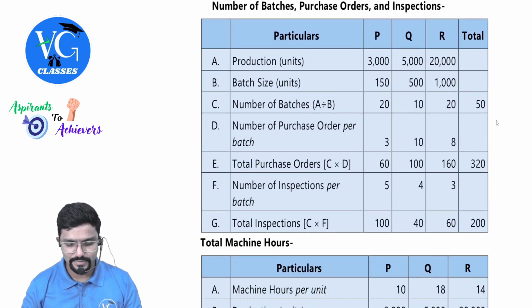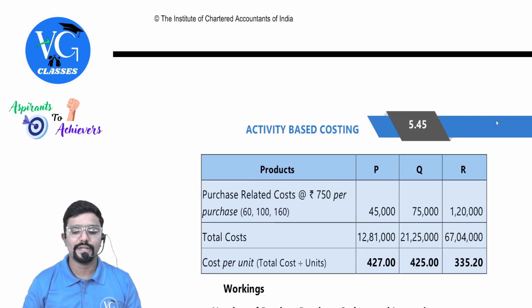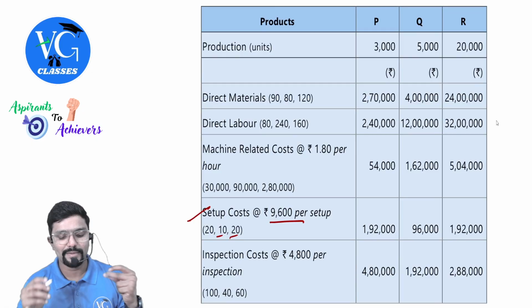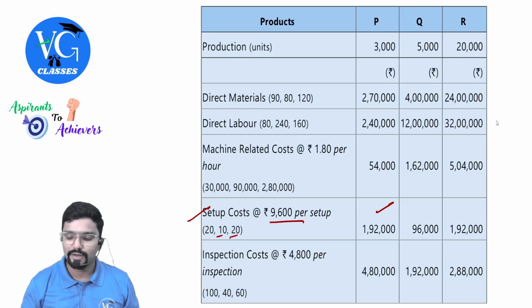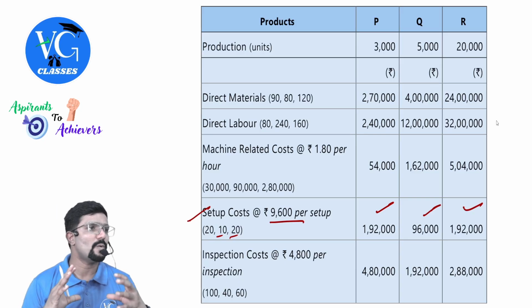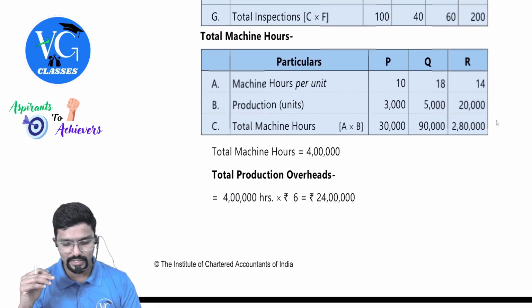What are the number of setups? For batches, what is the number of batches? 20, 10 and 20. So 9,600 we are multiplying into 20, 192. Into 10, 96. Into 20, 192. Okay.